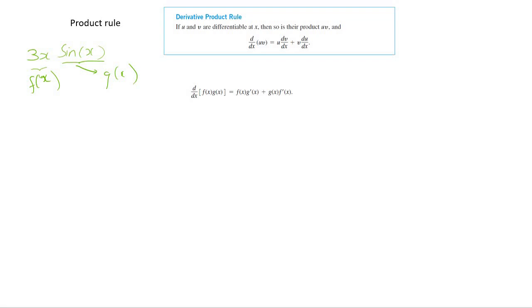So we can see that the derivative of f of x times g of x is equal to f of x times the derivative of g of x, plus g of x times the derivative of f of x. So that's a rule we will apply to this function.